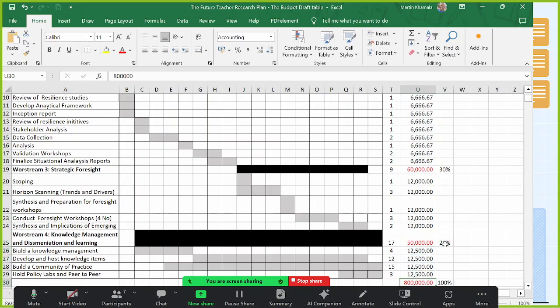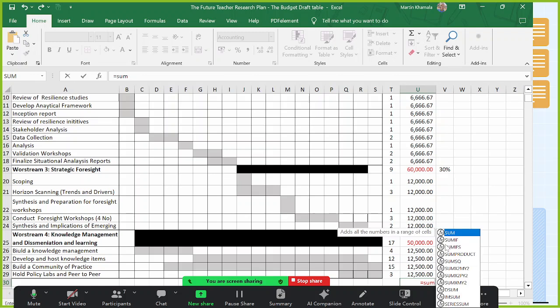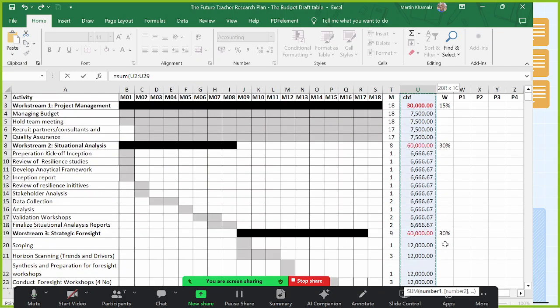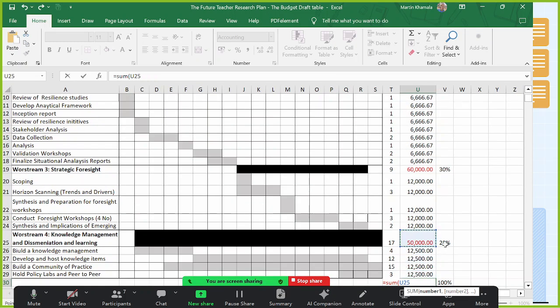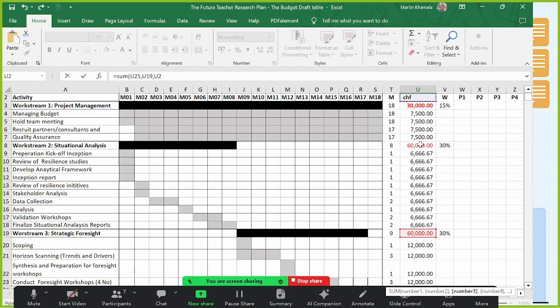Yeah, so the total remains, let me just make sure the sum is adding up. This is just a validation check, but I'm adding this one with this one, with this one, with this one.